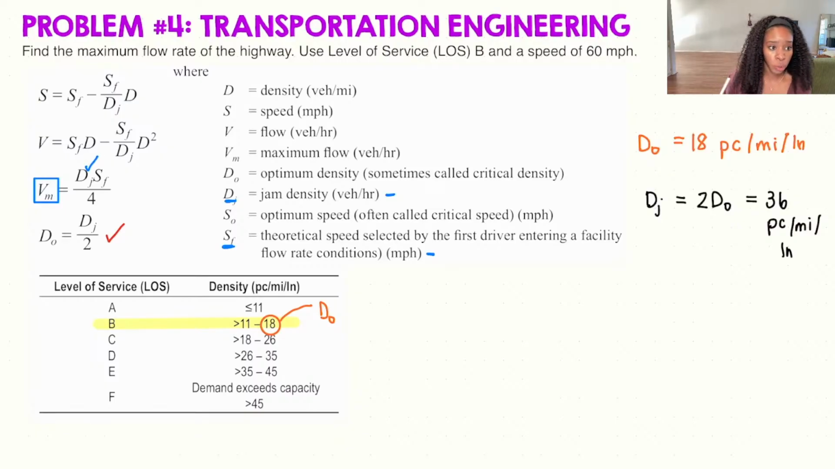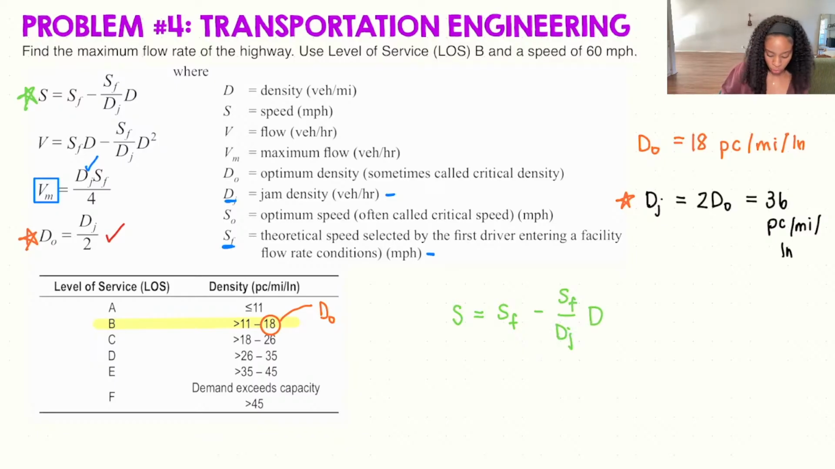Now we need to find the theoretical speed. To find the theoretical speed, we are going to use this first equation right here. The first equation says that the speed of the highway is equal to the theoretical speed minus the theoretical speed divided by the jam density. For some reason, it is really hard for me to say that. Okay, and then we're going to multiply that by the optimum density. So I'm just going to write this out. S equals, we're trying to solve for SF.